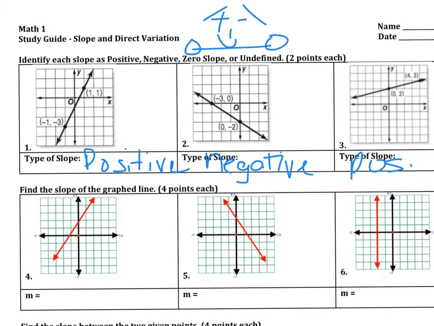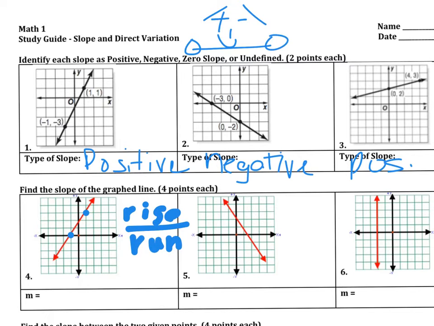Okay, so looking at number four, we need to determine two exact points on this line. So I'm going to pick this point right here. I'm going to try to make that look a little prettier. Okay, so I've picked two exact points, and now I need to count the rise over my run. So I need to find out up or down first.